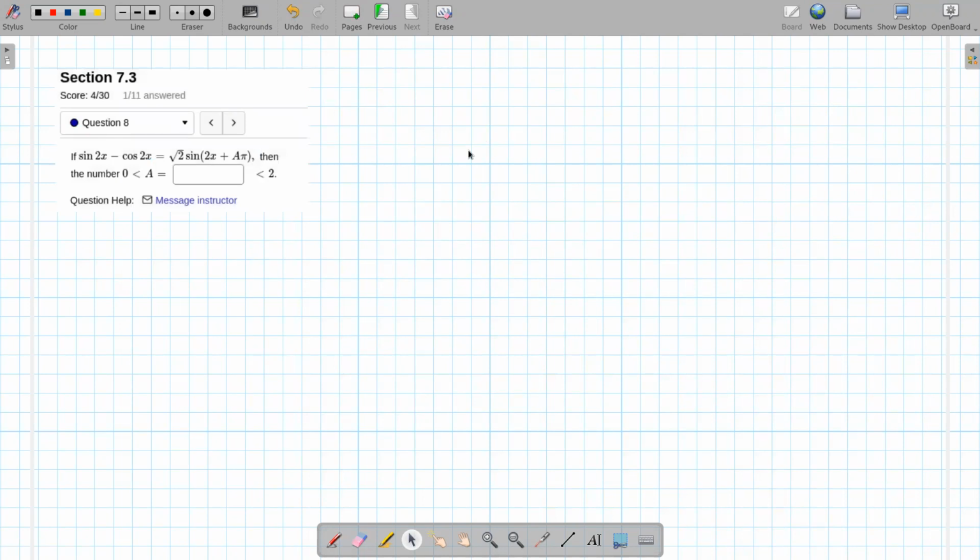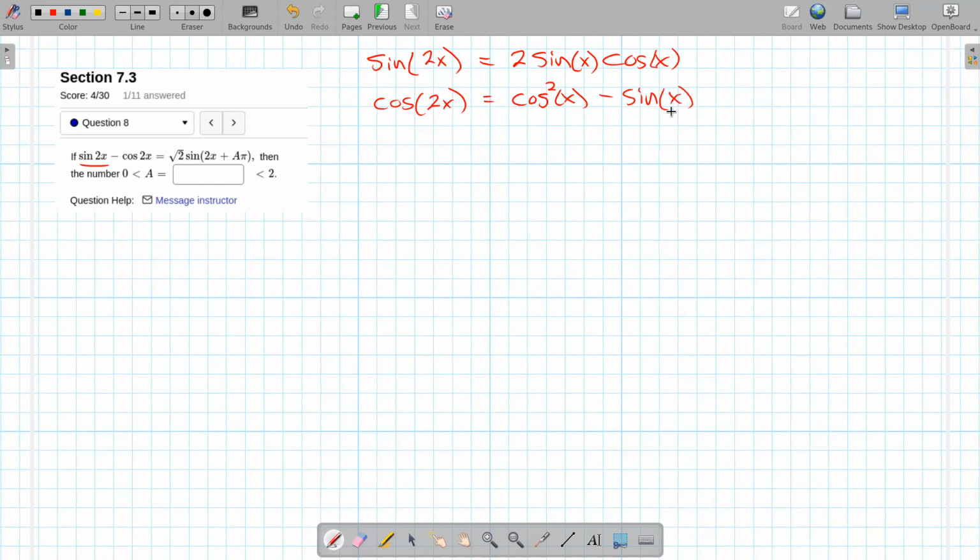Okay, so rethinking about this, what if we applied the sine of 2x double angle, which says twice sine of x cosine of x. So we could use that here. And then the cosine double angle, there's 3 different versions of that one. I have no idea which one would be better, but it says cosine squared of x minus sine squared of x is the first one. I'm leaning toward that one, sine squared. That looks like it's going to make this worse. All right, let's try it.